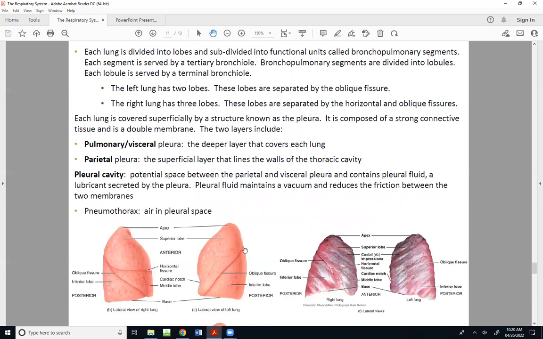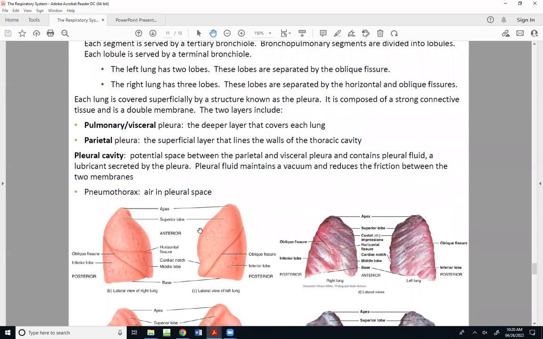And I've already talked about this, but your right lung has three lobes, a superior, a middle, and an inferior lobe, whereas your left lung, since it's a little bit smaller, only has two, a superior and an inferior. Those are separated by what we call fissures.